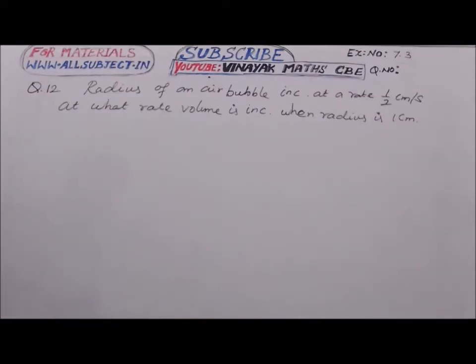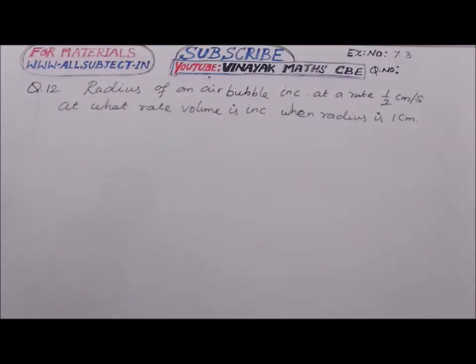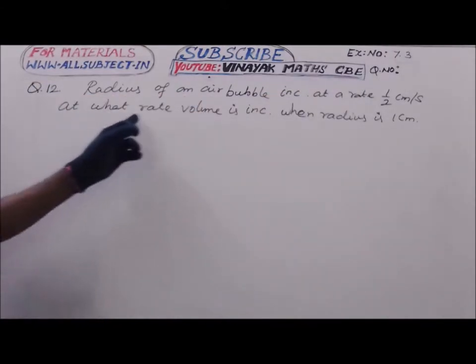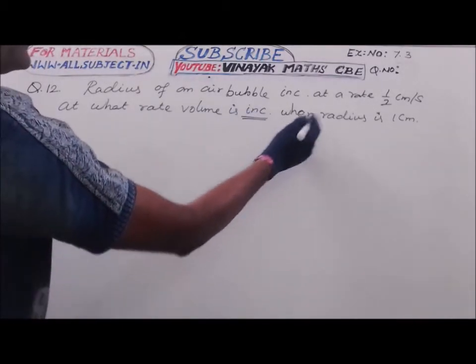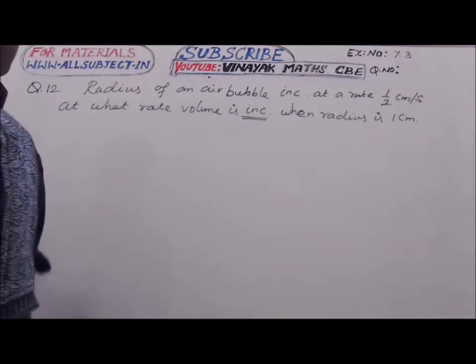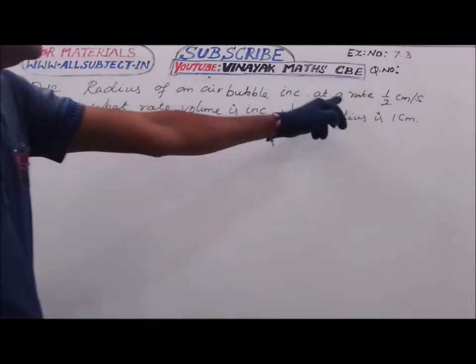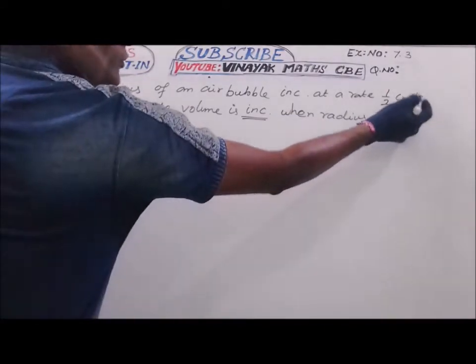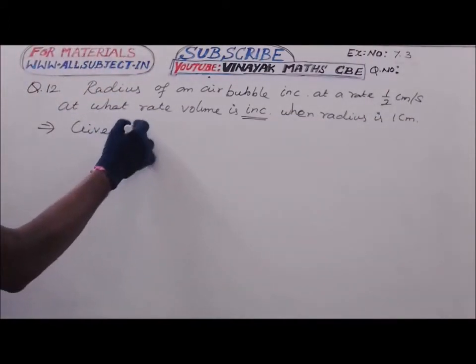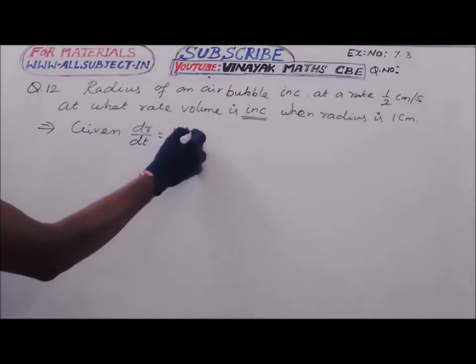Question number 12. Given the radius of an air bubble is increasing at a rate of 1 by 2 centimeter per second, at what rate is the volume increasing when radius r equal to 1 centimeter? Given that the radius is increasing at a rate of 1 by 2 centimeter per second, so it is a function of time t. So given dr by dt equal to 1 by 2 centimeter per second.